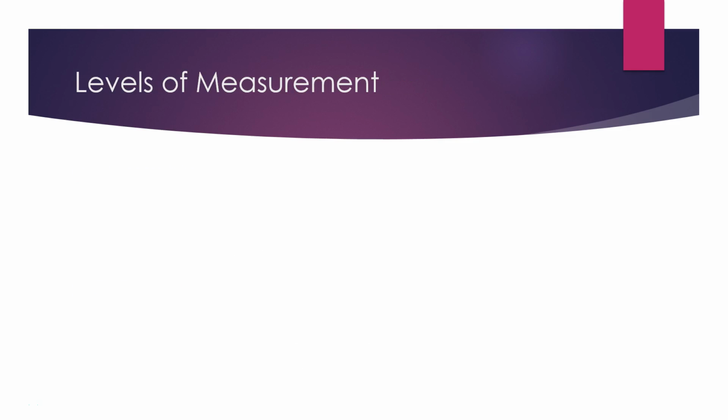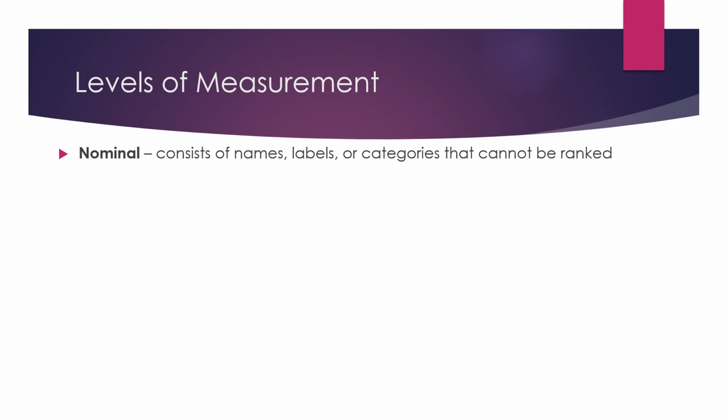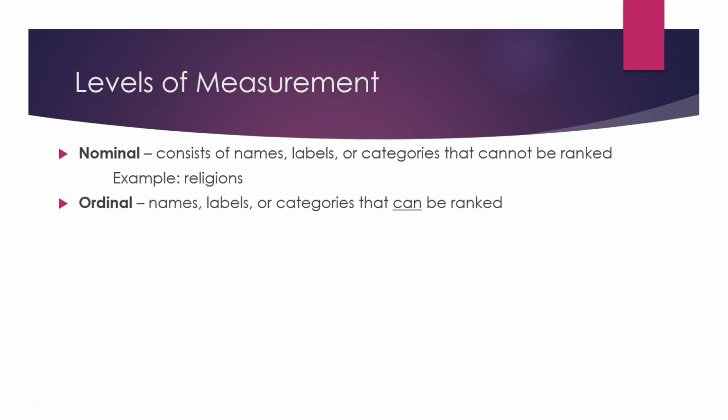Finally, levels of measurements. Nominal consists of names, labels, or categories that cannot be ranked. So I think of this as N for names and nominal, and then nominal has "no" in it, so names with no order is the way I usually think about it. An example of this is religions. A single person may be able to rank religions in order of which one they think is better than others. However, there's not a natural order to religions.